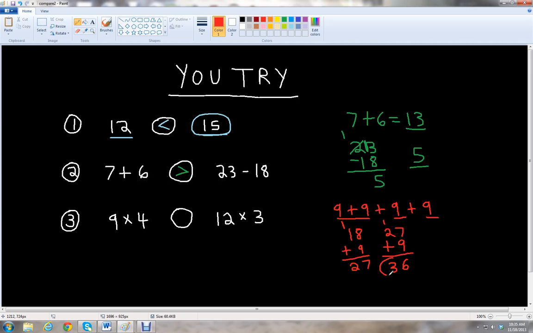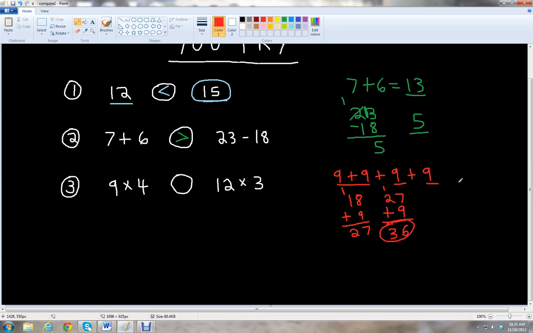So this is our first value, 36. And then we have 12 times 3. So this means we could add 12 3 times. So we'll do 12 plus 12 plus 12. So we start to the right. 2 plus 2 is 4. 4 plus 2 is 6. 1 plus 1 is 2. 2 plus 1 is 3. 36. So it looks like we get the same number. So 36 and 36 are the same. So we have 9 times 4 has to equal 12 times 3.